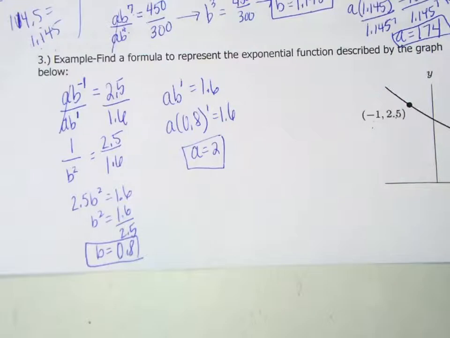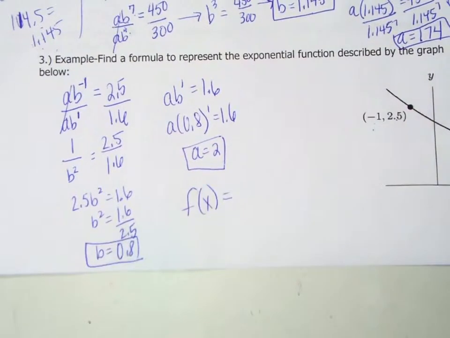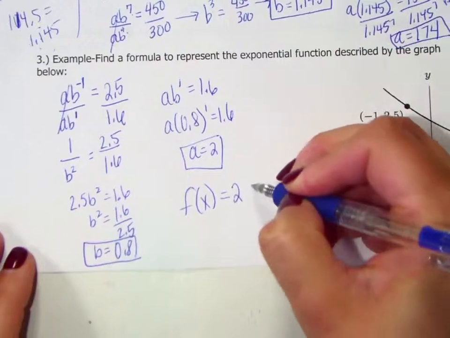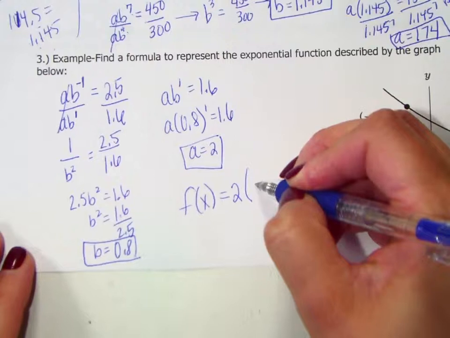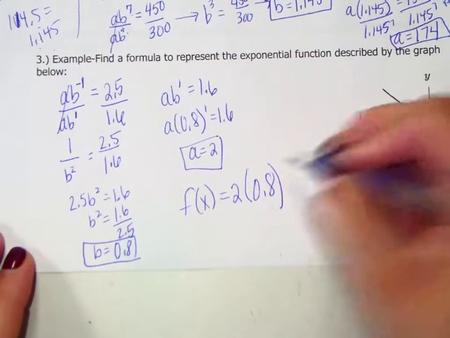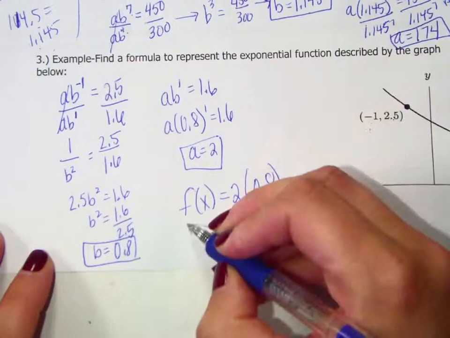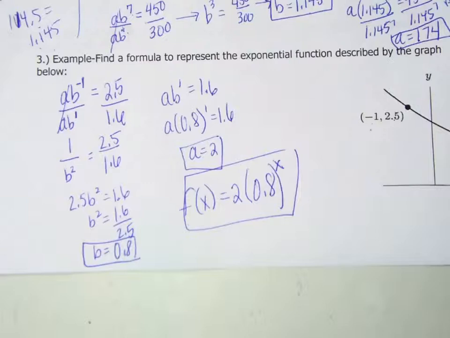So Haley, what's the function then? The function. I'll help you out. Nope. f of x equals, actually write the function. f of x equals 2 times 0.8 to the what? Well, I said f of x. Oh, so you would use x, yeah.